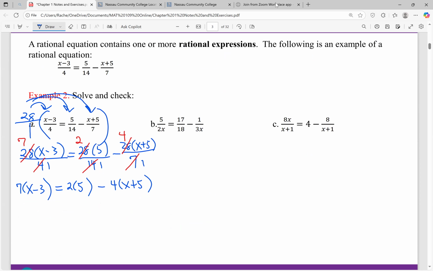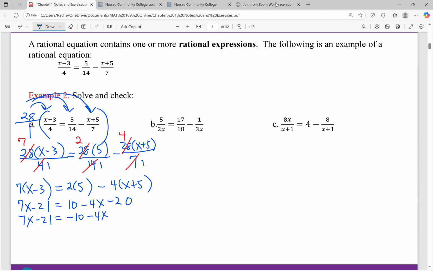So now let's distribute, combine like terms, and isolate x. So 7 times x minus 3 is going to be 7x minus 21. That's going to equal 2 times 5, which is 10. Now distribute the negative 4. So I'm going to have minus 4x minus 20. Combine like terms. So I'm going to have 7x minus 21 is equal to 10 minus 20 is negative 10, and then minus 4x.